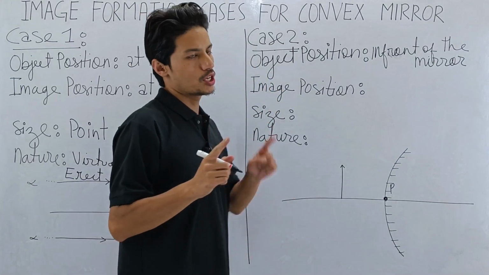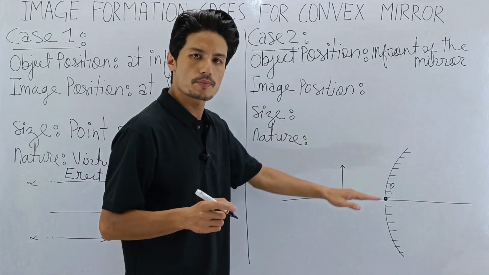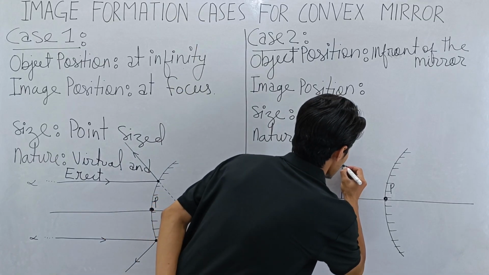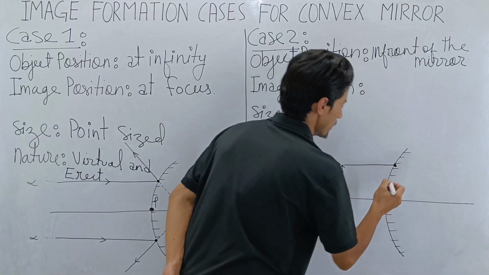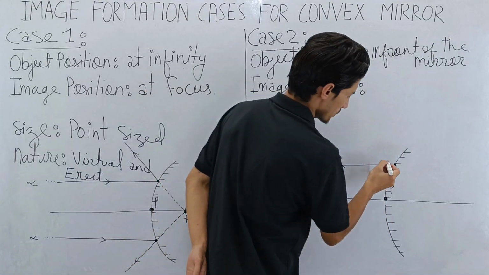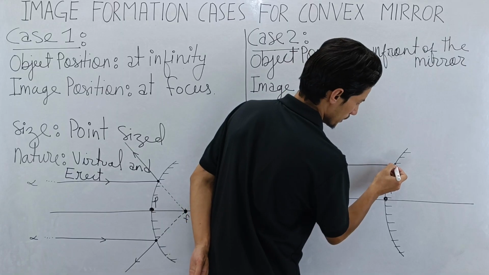First one, we will use rule number 1, where the incident ray travels parallel to the principal axis. So incident ray travels parallel to the principal axis. So this is the point of incidence. What will happen here? Reflection will take place. So this is a convex mirror, so it will diverge. So let us diverge it.